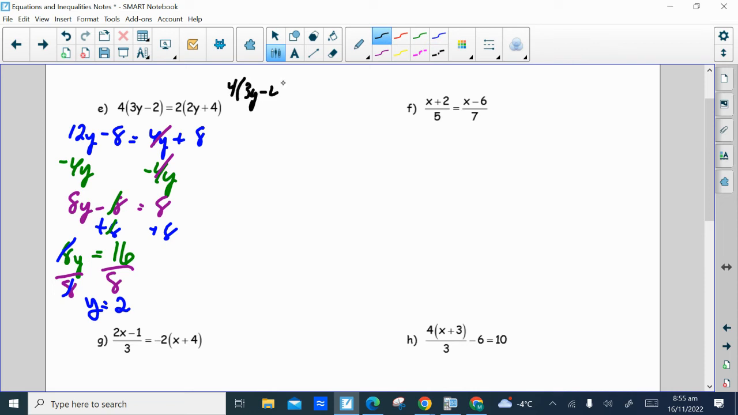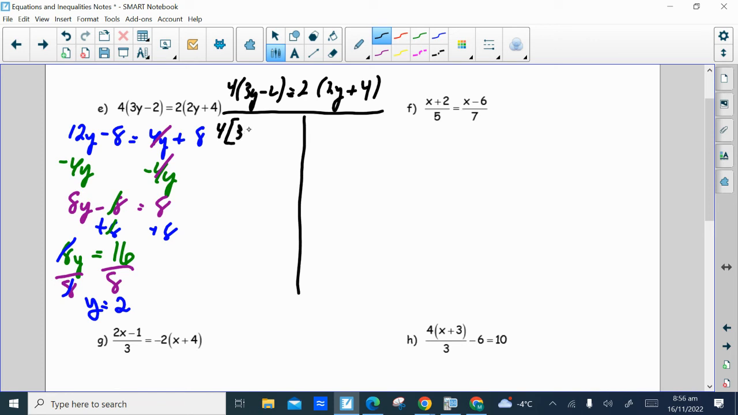So now we'll do our check. We have 4, and I'm going to use big square brackets here only because I'm going to use round brackets inside to show that I'm letting y equal 2.